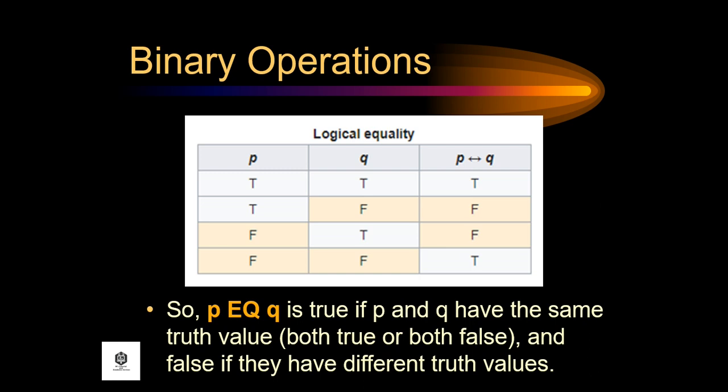For the logical equality truth table, T and T is equal to T, T and F is equal to F, F and T is equal to F, F and F is equal to T. So P equality of Q is true if P and Q have the same truth value, both true or both false, and false if they have different truth values.